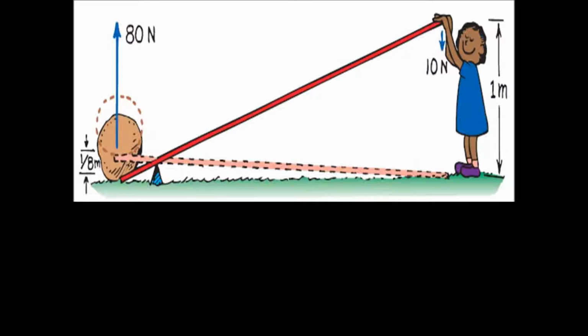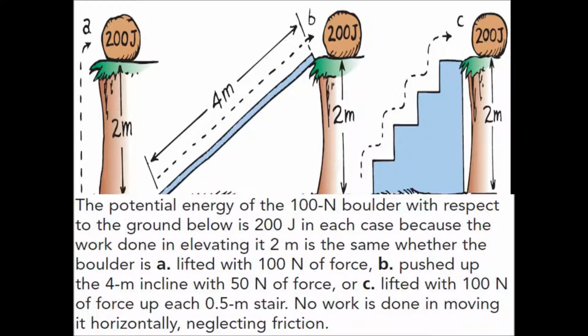Now, the next one we see, we have potential energy change. The potential energy of a 100 Newton boulder with respect to the ground is 200 joules in each case, because the work done in elevating it 2 meters is the same whether the boulder is lifted with a 100 Newton force, B, pushed up a 4-meter incline with 50 newtons of force, or C, lifted with 100 newtons up each 0.5-meter stair. No work is done in moving it horizontally, neglecting friction.